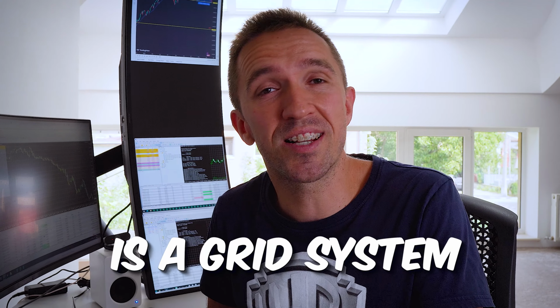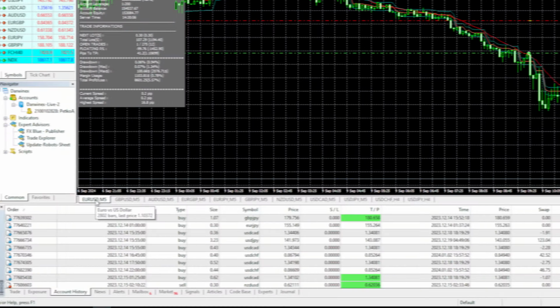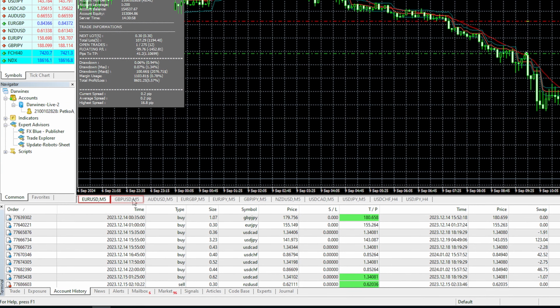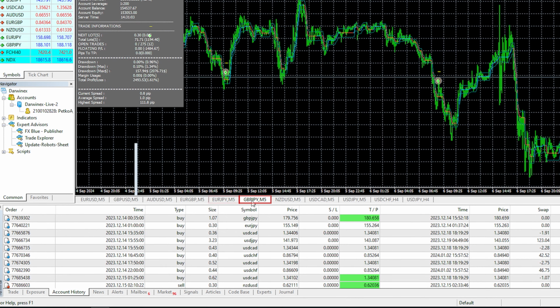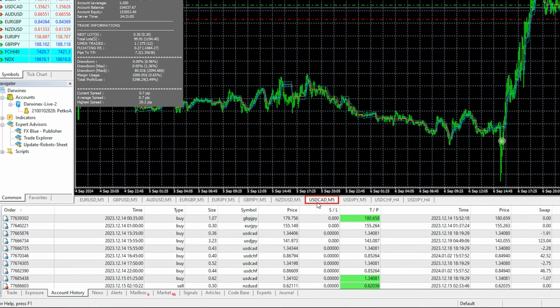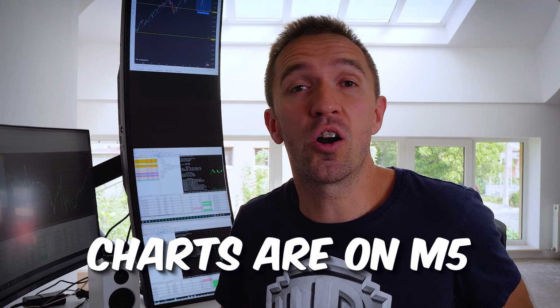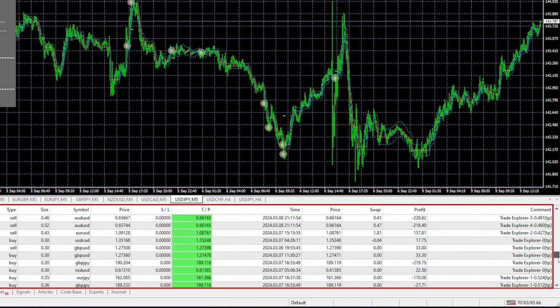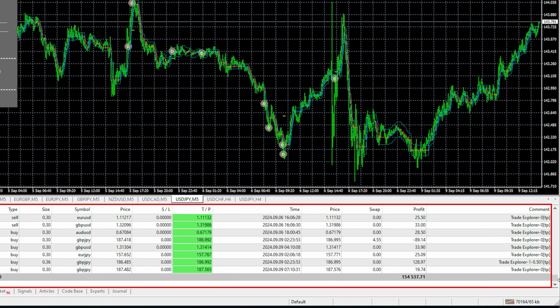The Trade Explorer is a grid system and I am trading it on a few currency pairs. You will see that I have it on the euro dollar, the pound dollar, the Aussie, euro pound, euro yen, pound yen, New Zealand dollar, dollar CAD and dollar yen. All of these charts are on M5 time frame, and it is really hard to understand which is the most profitable asset or how the expert advisor performs.